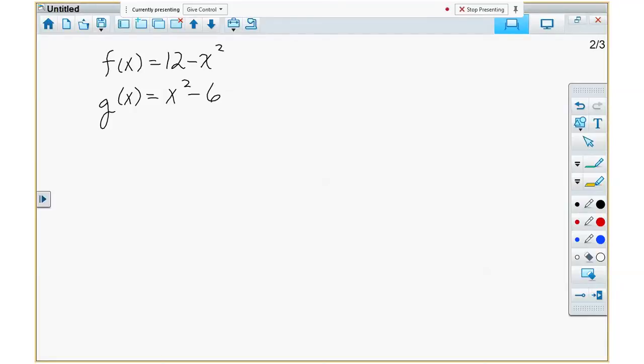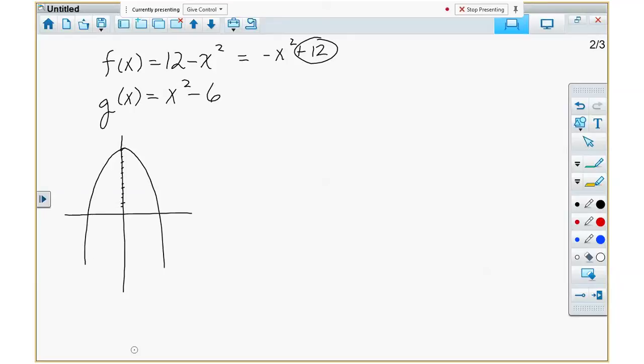All right, with negative x squared plus 12, this is the vertical what? Vertical shift, that's right, class. So 1, 2, 3, 4, 5, 6, 7, 8, 9, 10, 11, 12. We're probably talking about a vertex at 12. And then x squared minus 6 has a vertical shift of 6 down. 1, 2, 3, 4, 5, 6.